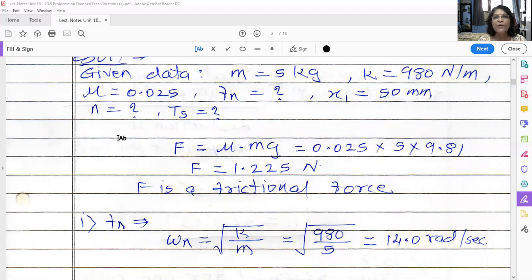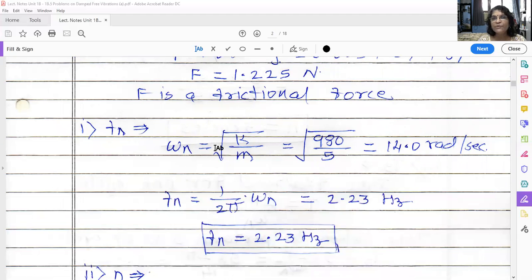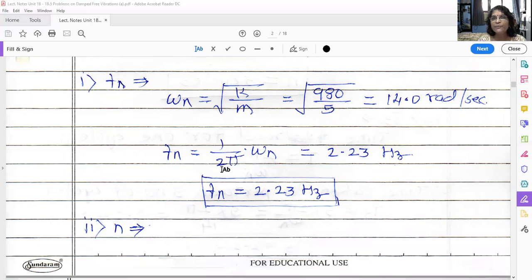Now, how to calculate omega n? Your simple formula, square root of k upon m. k is given 980 Newton per meter, m is given 5 kg. So omega n is equal to 14.0 radian per second, and Fn is equal to 1 upon 2 pi into omega n. So that comes out to be 2.23 hertz.